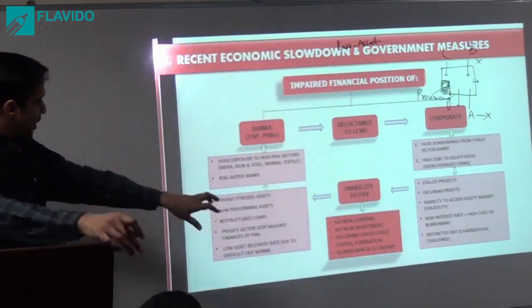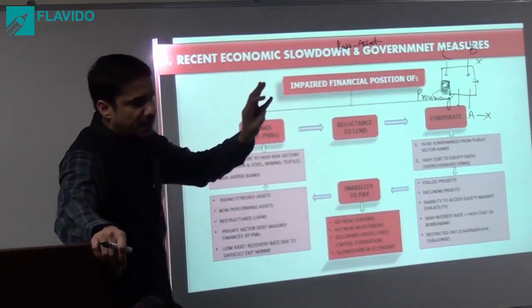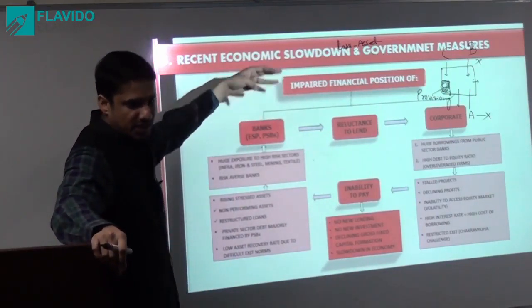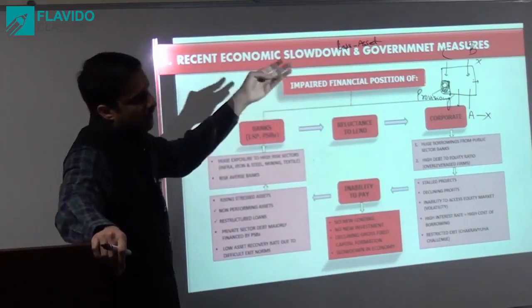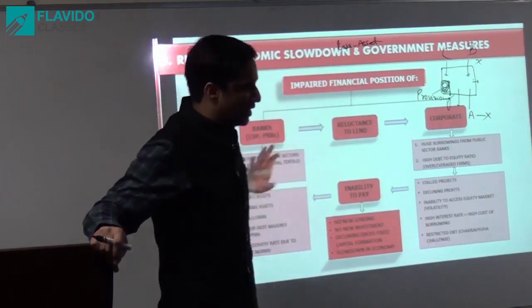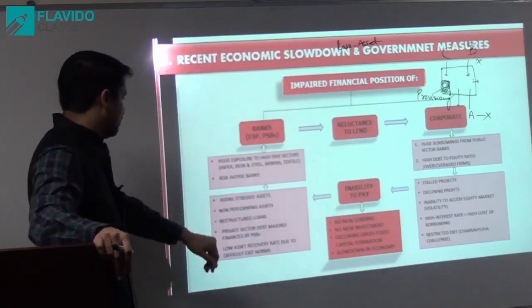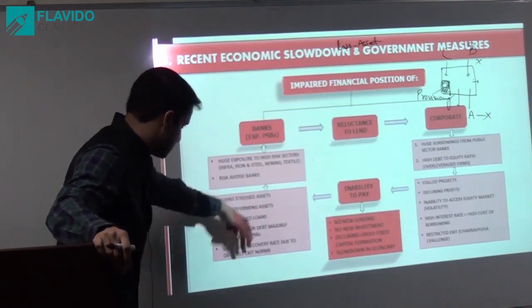Anyways, so rising stressed assets. Stressed assets include NPA as well as restructured loans as well as write-offs. NPA plus restructured plus write-off, combining all three is called stressed assets. Non-performing assets increased, restructured loans increased. They are the sub part of rising stressed assets.